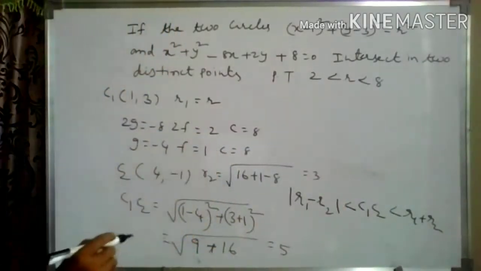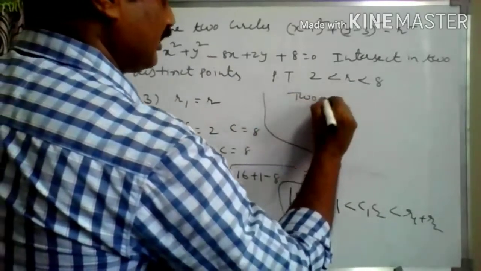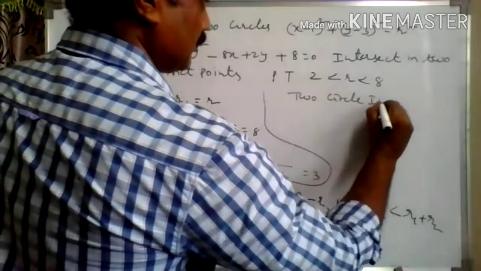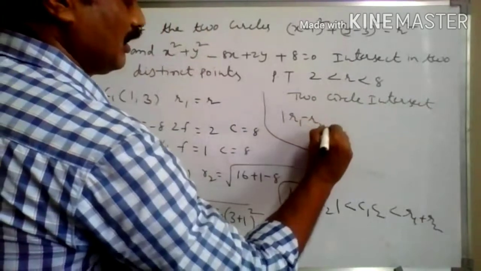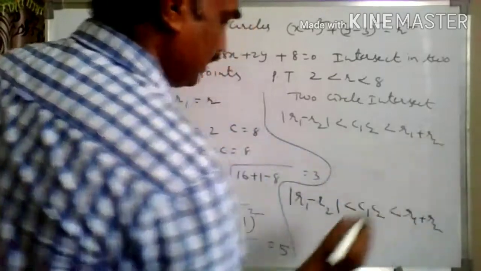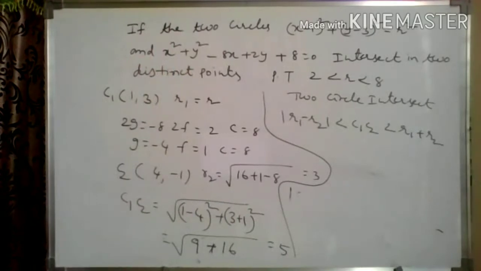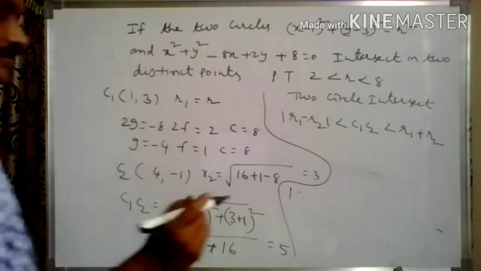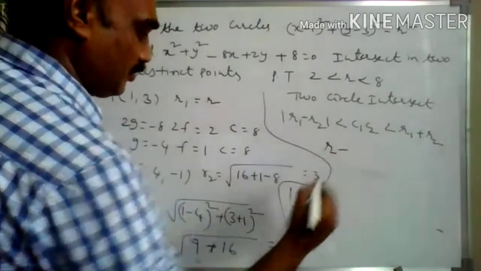Two circles intersect. Formula: mod of r1 minus r2 is less than c1 c2 is less than r1 plus r2. So, students, mod of r1 minus r2, where r1 is r, so r minus r2 is r minus 3. So mod of r minus 3 is less than 5.